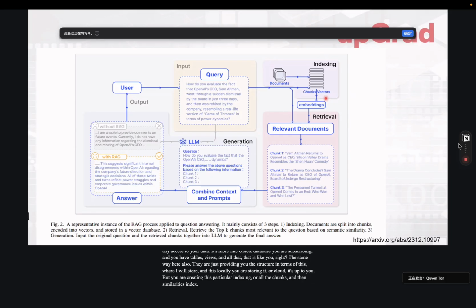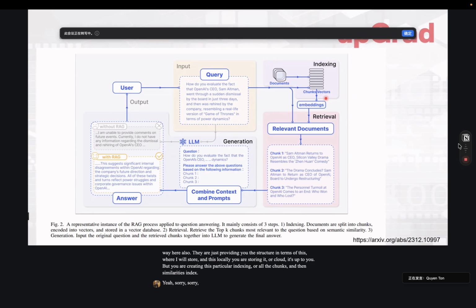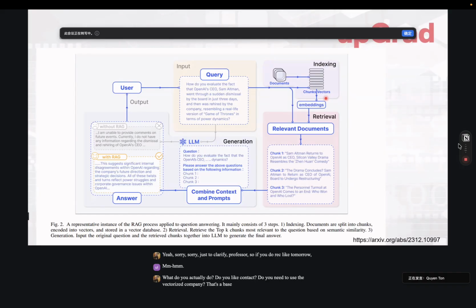Sorry, just to clarify, Professor. If you do RAG tomorrow, what do you actually do? Do you need to contact the vector database company, or can you build it yourself? I'm assuming that we can build it ourselves.